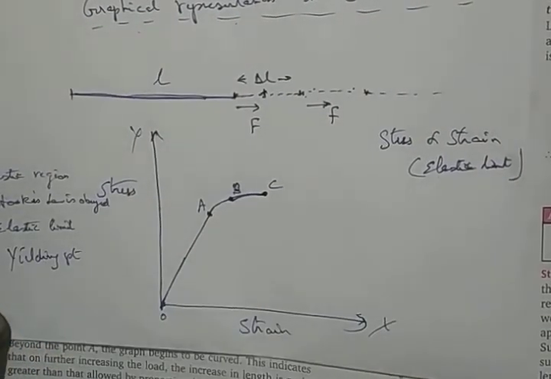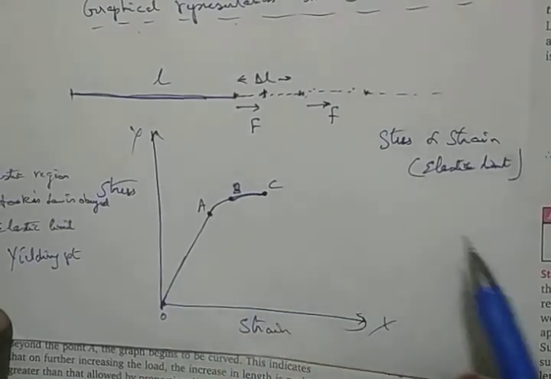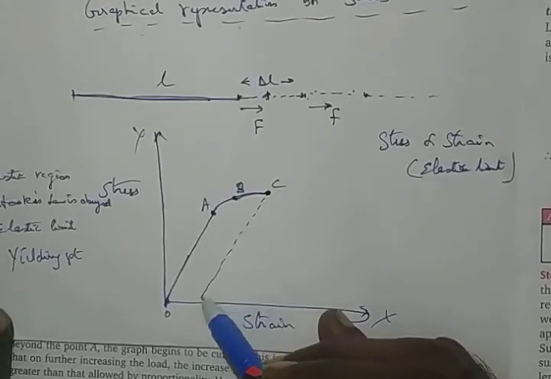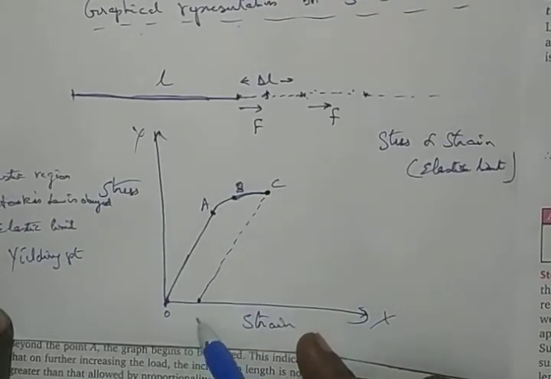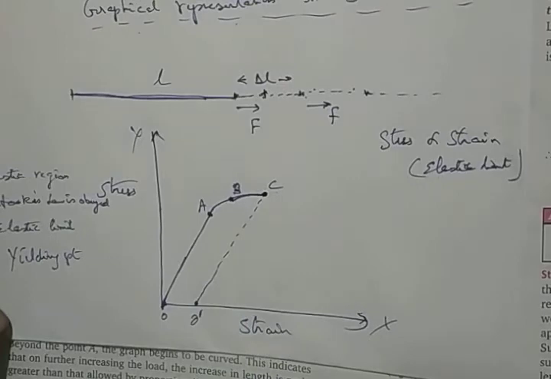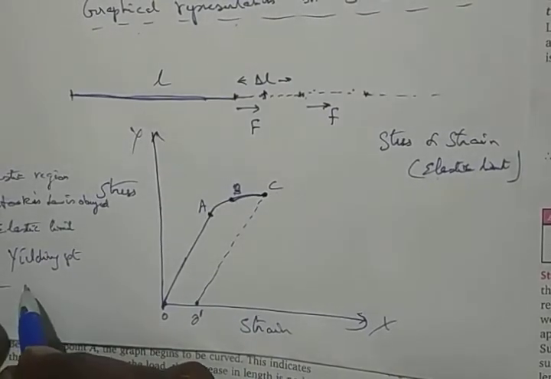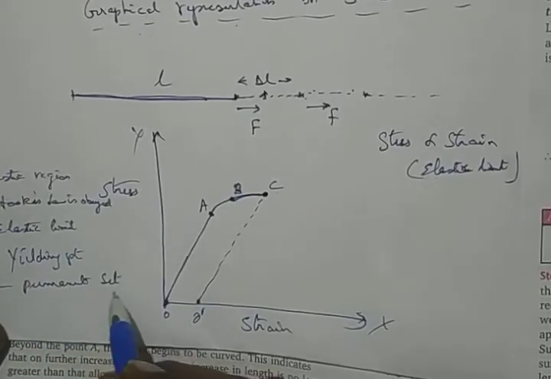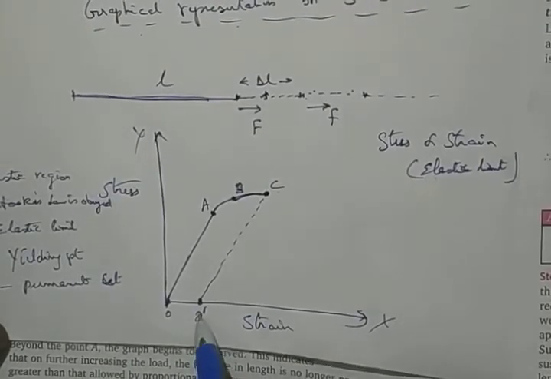Yielding point means you just give a little more stress and it goes to this point called yielding point. If you leave the body here at yielding point, the body will not trace its original position and come back to zero. It will come to this particular point, O dash, which is called permanent set. Permanently it is settled with the elongated one. So it is called O dash.